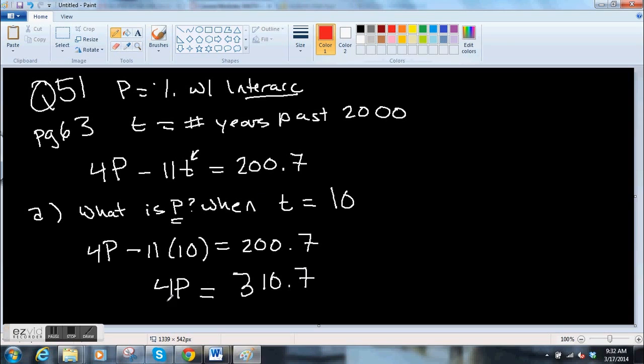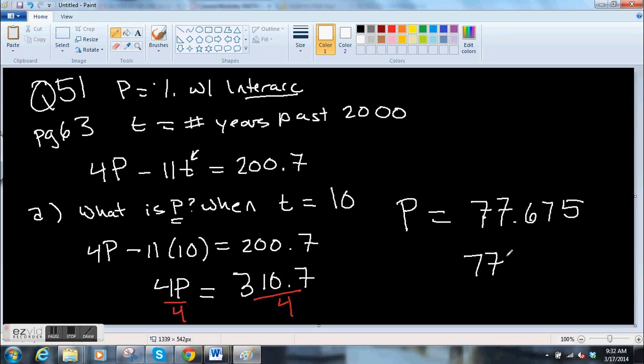Divide everything by 4. So again, we're doing the same sort of thing. We want P by itself. So now we're dividing everything by 4. And we're back to our solution of P equal 77.675. So this is a percent. So about 77% of the households had internet in 2010. So 77% in 2010.